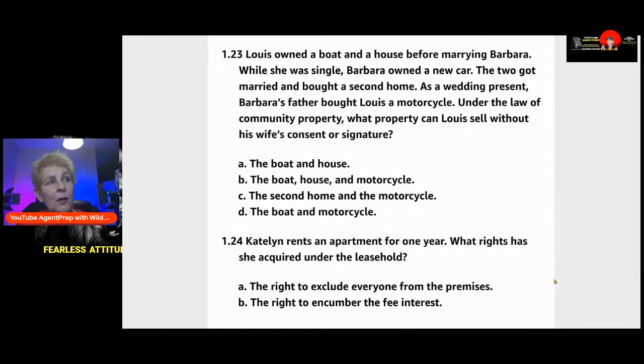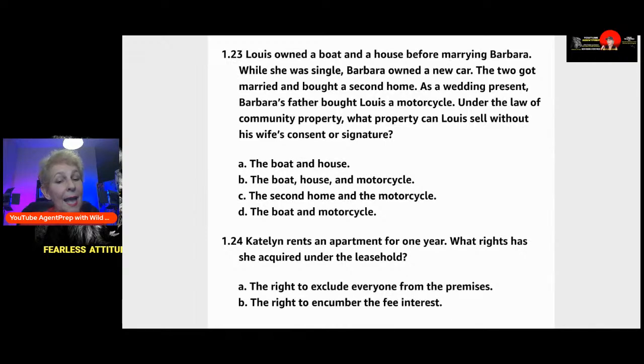Number 23. Luis owned a boat and a house before marrying Barbara. While she was single, Barbara owned a new car. The two got married and bought a second home. As a wedding present, Barbara's father bought Louis a motorcycle. Man, I want one. I used to have one. Under the law of community property, what property can Louis sell without his wife's consent or signature? A, the boat and house. B, the boat, house, and motorcycle. C, the second home and the motorcycle. Or D, the boat and motorcycle.